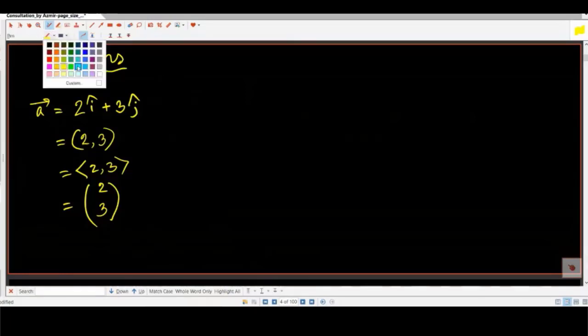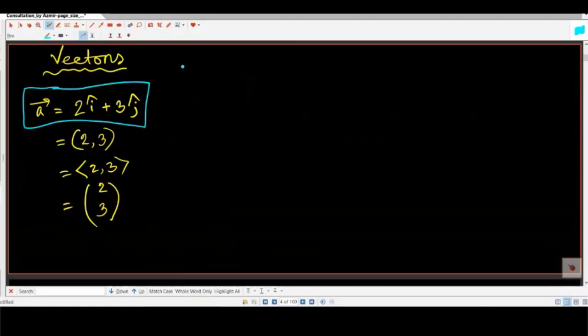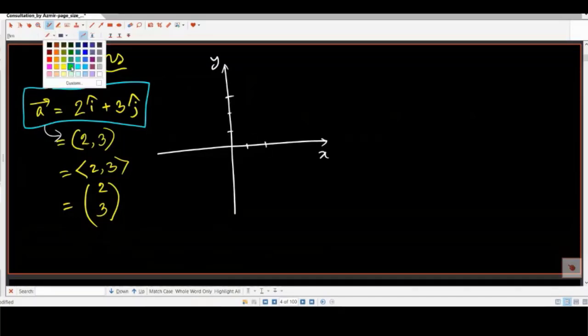This two-dimensional vector can be plotted in this Cartesian plane. So we have the x-axis and y-axis. Any vector is a point, so we have the point (2, 3). We know how to locate a point in the Cartesian plane. So 2 comma 3 means 1, 2 along x, and 1, 2, 3 along y. So this is the point, which is (2, 3).